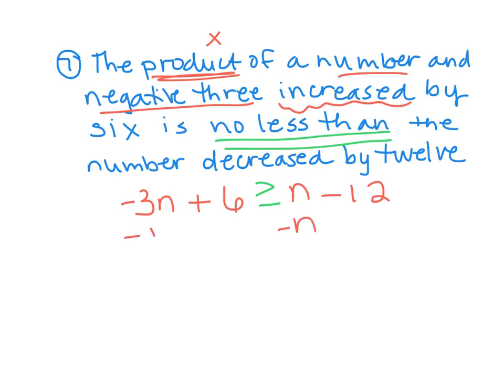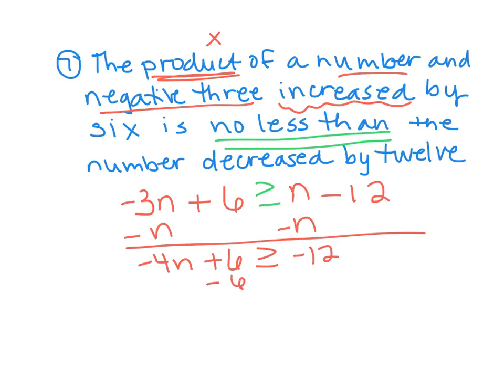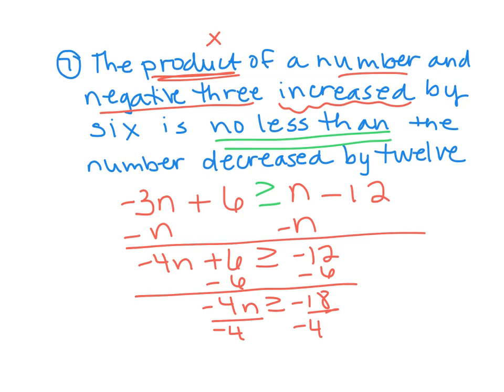So I'm going to subtract the n. -4n plus 6 greater than or equal to -12 minus 6. -4n greater than or equal to -18. Divide by -4. All right, so first thing, you should have switched your sign because you just divided both sides by a negative. So it should be less than or equal to. That does not divide evenly, but you can simplify it down to 9/2.